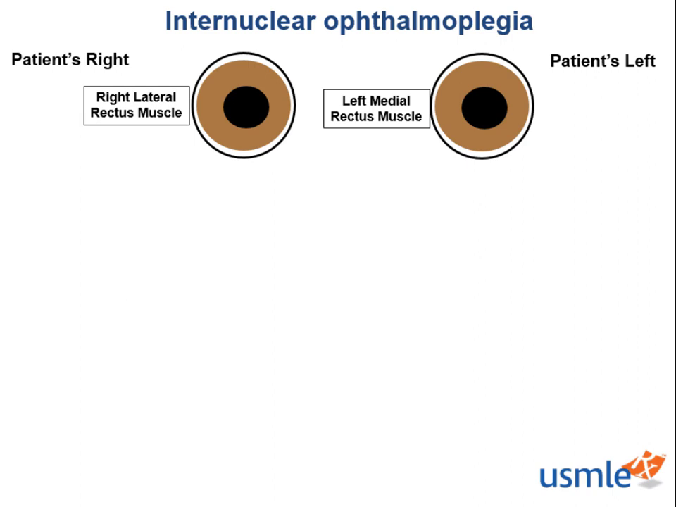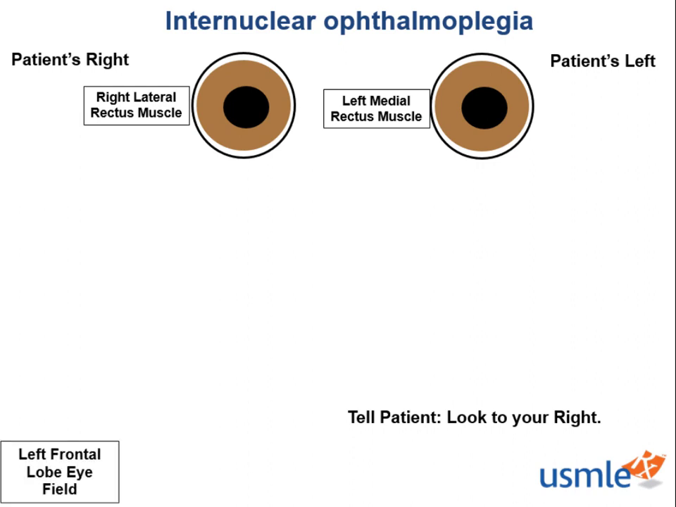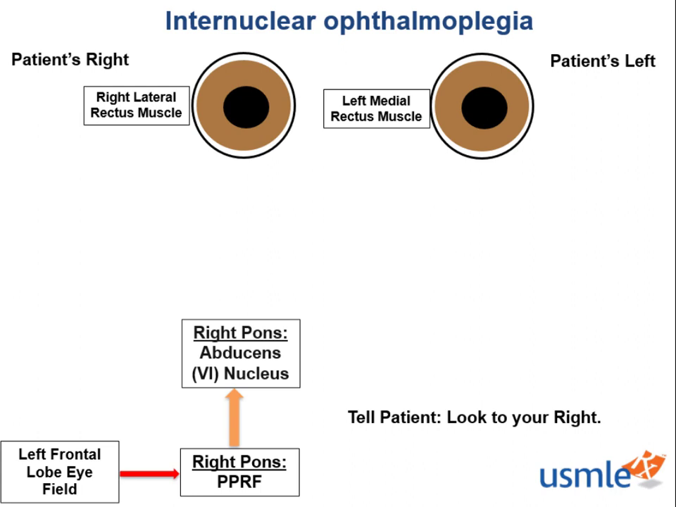Now, let's look at a patient with an internuclear ophthalmoplegia. Again, let's ask our patient to look to their right. This activates the left frontal lobe eye field, which sends projections down into the brainstem to the contralateral side of the pons to activate the right PPRF, which then activates the right abducens or cranial nerve 6 nucleus in the right pons.